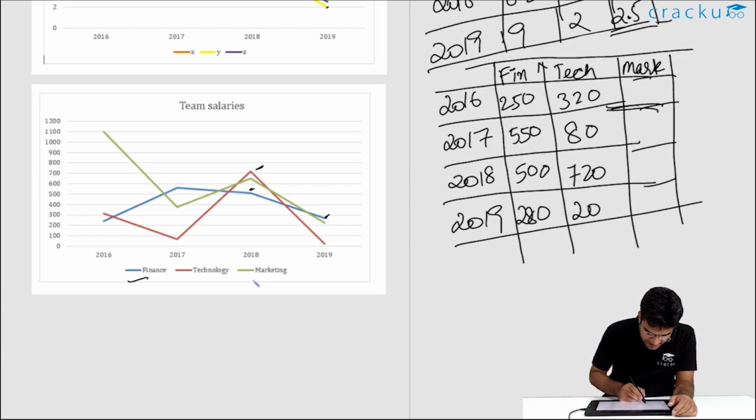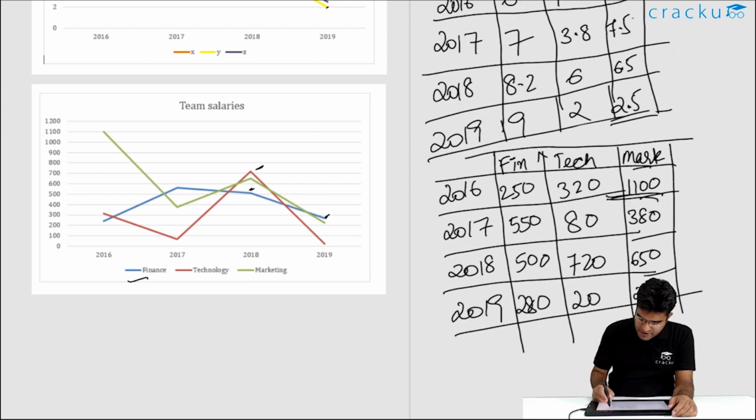Now if you are looking at the marketing one, initially it started very high, it is 1100. Then it fell a lot in 2017 to just less than 400, so let us assume it is 380. Now in 2018 it has gone above 600 but less than 700, so let us assume it is 650. And in 2019 it is just above 200, so let us assume this is 220.